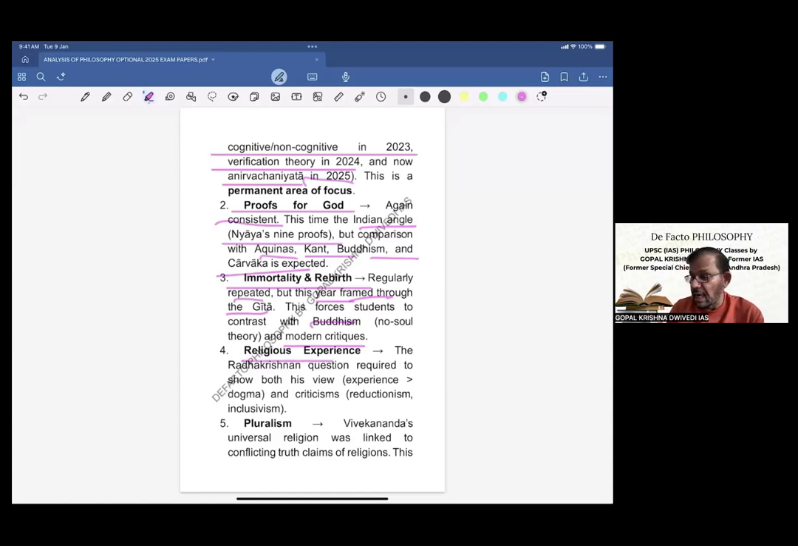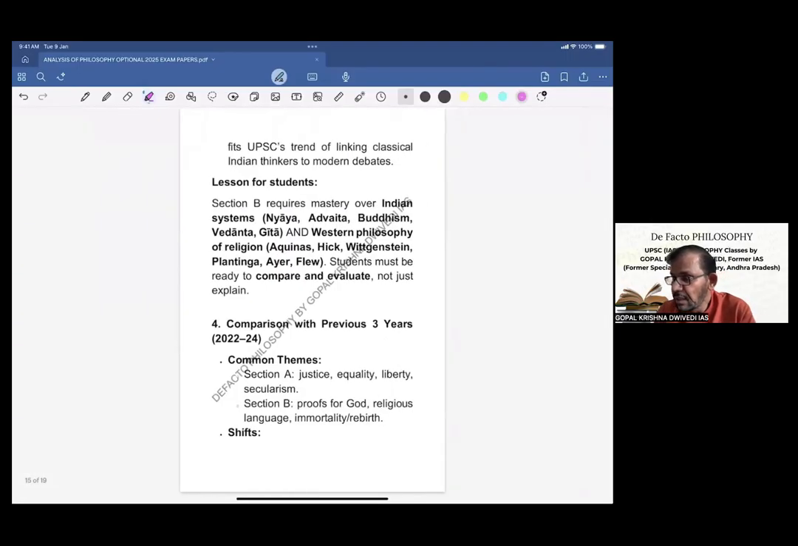Then religious experience. This year's question on Radhakrishnan requires showing both his views and criticisms. So experience, reductionism, inclusivism. Then pluralism. Vivekananda's universal religion was asked this year, linked to conflicting truth claims of religions. So what does it mean? It shows UPSC's trend of linking classical Indian thinkers to modern debates. This is the trend.